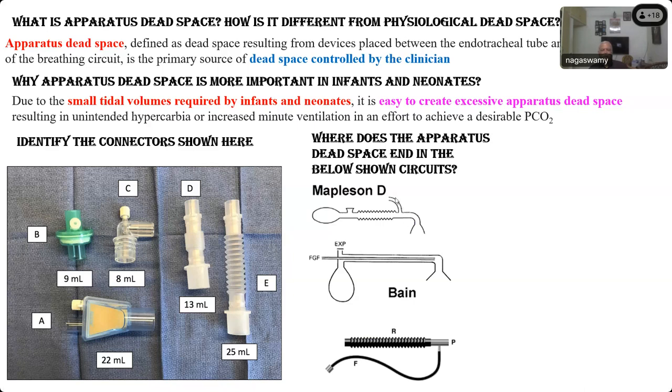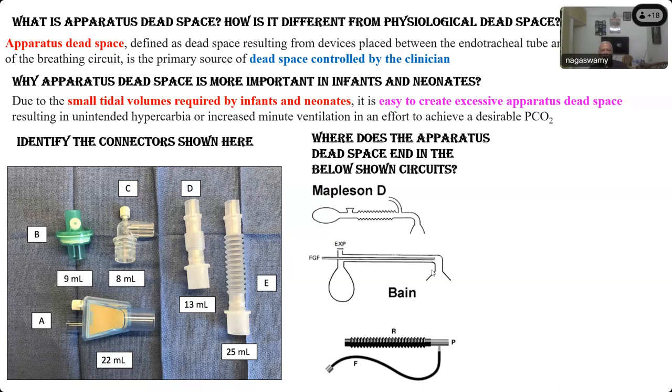Now here for this Mapleson, this is the point of entry for the fresh gas flow. So the dead space will be here. Can you see my arrow pointer going up and down? Yes, sir. So this is the L bend, and up to this only is the apparatus dead space. These things will not get included. So in any circuit, the point of entry of fresh gas flow is the location where apparatus dead space will end.